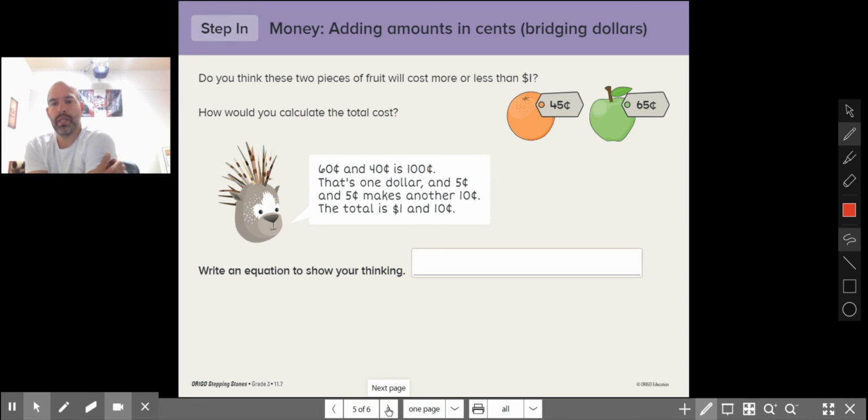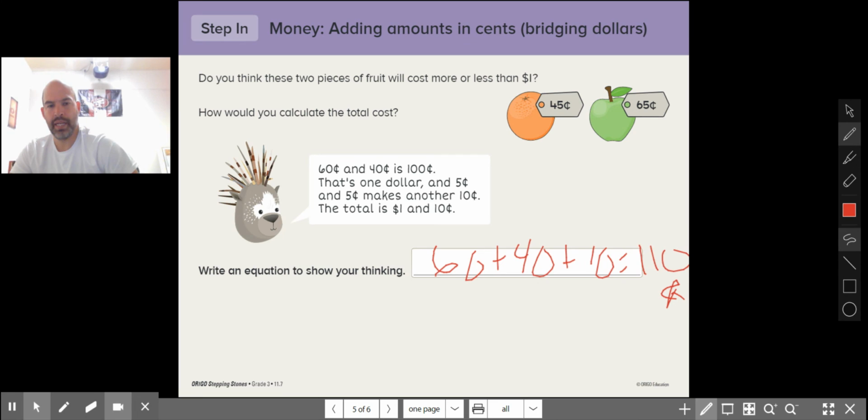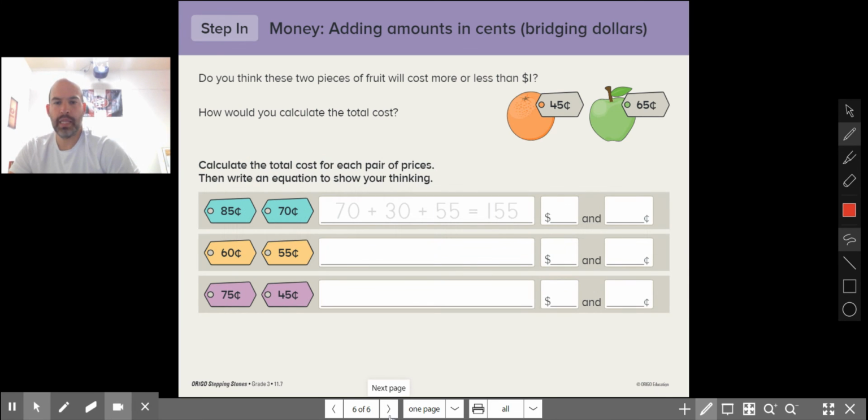Okay, so what equation could you use to show your thinking? Well, what if we used those numbers right from our thing here? So we went 60 plus 40 plus 10 equals 110, right? So that's 110 cents. Get our cent symbol, maybe. All right. That's kind of hard to tell, isn't it? Sorry about that, guys.